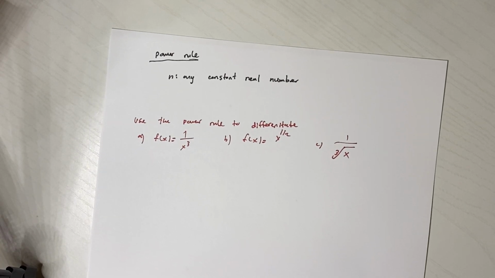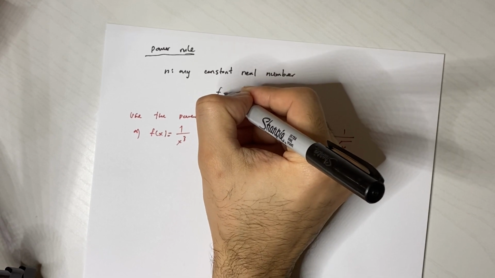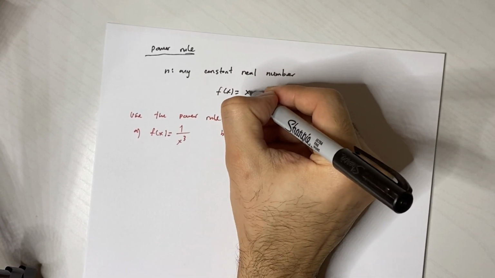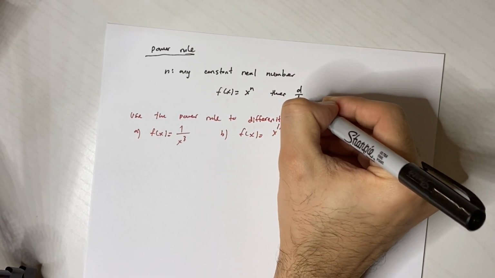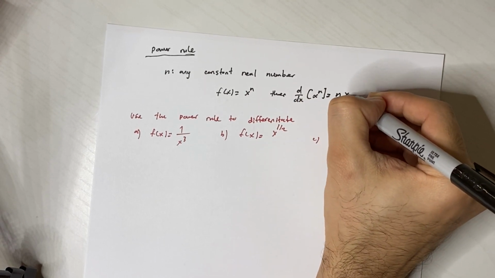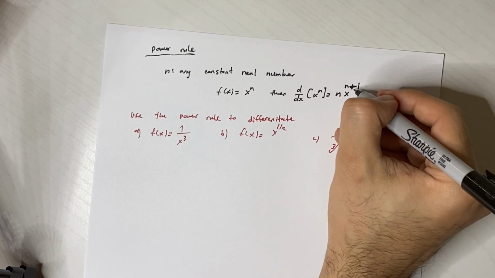So let's look again into the power rule. For n any constant or real number, if we want to take the derivative of x to the power n, then the derivative will be n x to the n minus 1.